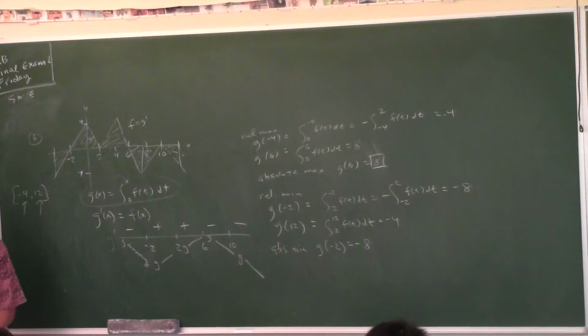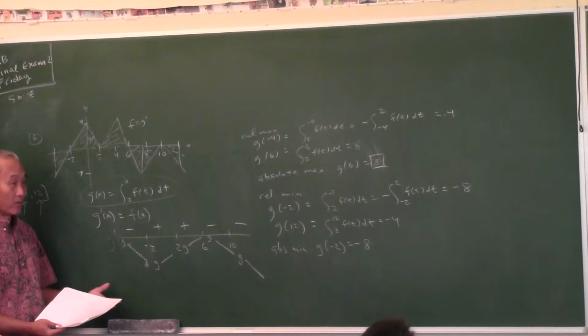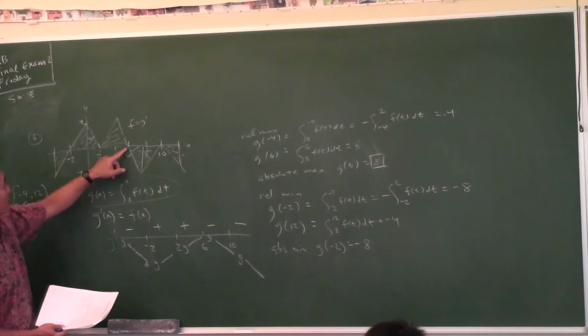Is the number line wrong if you don't put 2 and 6? Kind of, because it's 0 right there, right? What are critical points? When the derivative is 0 or doesn't exist, right? So you should have 2 and 6 on the number line.